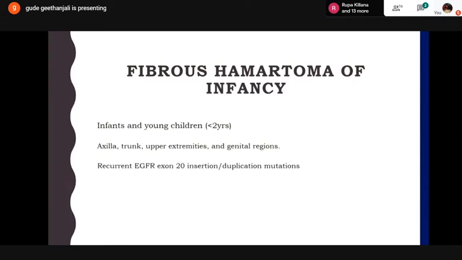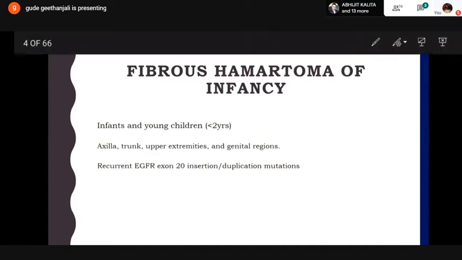Starting with the first entity, which is fibrous hamartoma of infancy. It occurs in infants and young children less than 2 years. The most common sites include the axilla, trunk, upper extremities, and genital regions. As the name suggests, previously it was thought to be a hamartoma, which is the presence of normal tissue abnormally. But recently, recurrent EGFR exon 20 insertions and duplications were identified, making it a neoplasm and not a hamartoma.